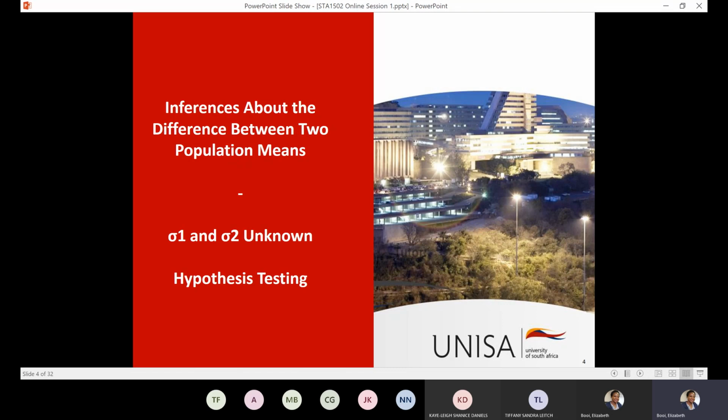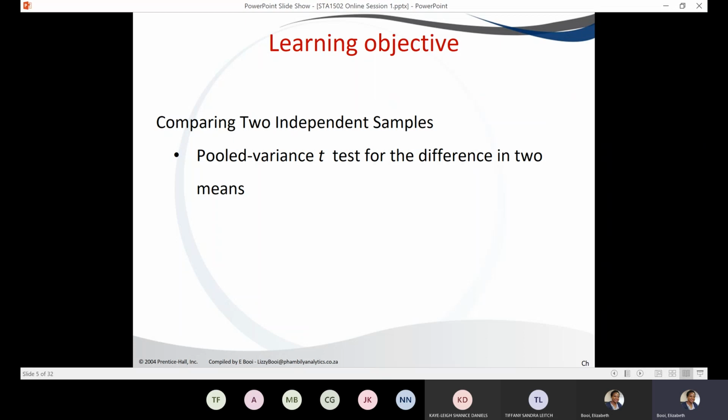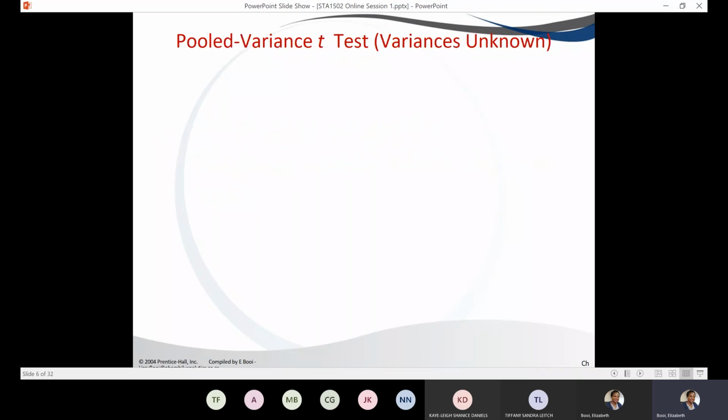Okay, so we can start looking at the inferences about the difference between two populations where the population variances are unknown. And we're only going to concentrate on the hypothesis testing. So when comparing two independent samples, which means two samples that you would have drawn from two independent populations, we're going to be using what we call a pooled variance t-test to test the hypothesis about the difference between the two means. So what do I mean?